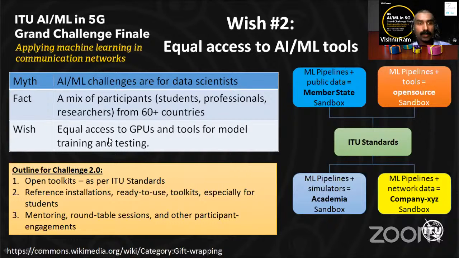the year. The wish is to give equal access to tools, because as part of our engagement, we find that some of them felt the need to have GPUs, but there are no GPUs. They don't have access, or they don't have data, or they don't have tool sets which are required for model training and testing. So this is a wish for us. How do we do it? We provide these open toolkits, which are part of ITU standards, engage with partners, provide ready to use toolkits which are built in, and especially for the students, this is really important.